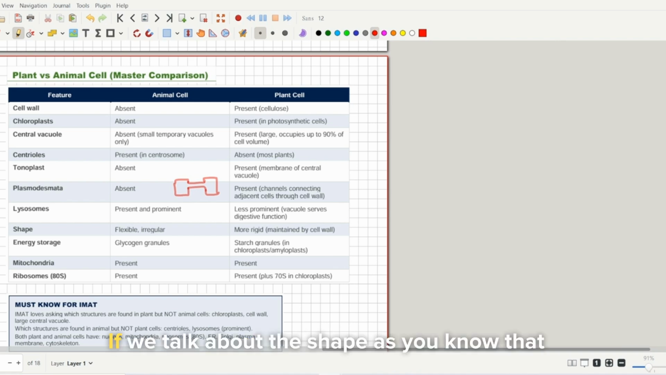If we talk about the shape, as you know, animal cells do not contain a rigid cell wall, so that's why they are flexible, squishy, soft and irregular, while plant cells are rigid because of the cell wall and they maintain their shape. If we talk about animal cells, then their energy storage is glycogen, while in plant cells it is starch. So starch is the storage energy in plant cells and glycogen in animal cells. We discussed it in detail in our biological molecules chapter. We discussed glycogen and starch in detail, and why animal cells contain glycogen and why plant cells contain starch.